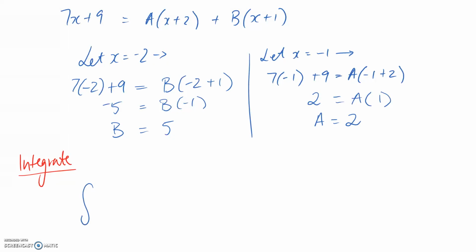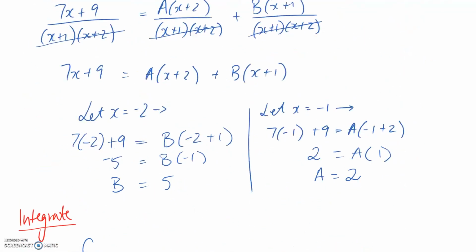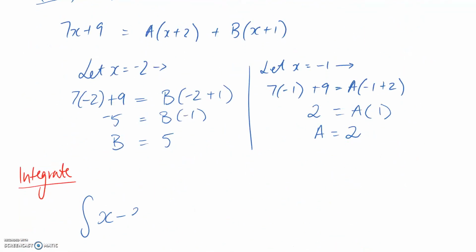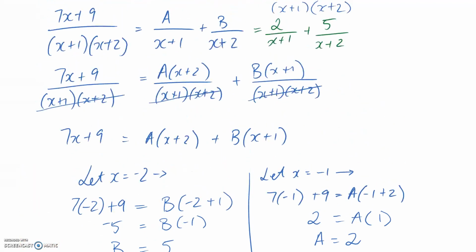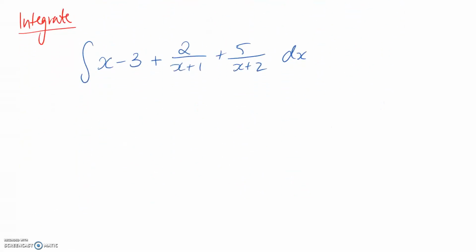So if we scroll back down, what we want to integrate is our function, which we had up here was equal to x minus 3 plus the part we did partial fractions on. So I can write this as x minus 3 plus, and we rearranged what our partial fraction part looked like to be 2 on x plus 1 plus 5 over x plus 2. Alright, so all of that is equal to that initial equation that we were given. So now it's in this form, it's fairly easy to go ahead and actually integrate this.